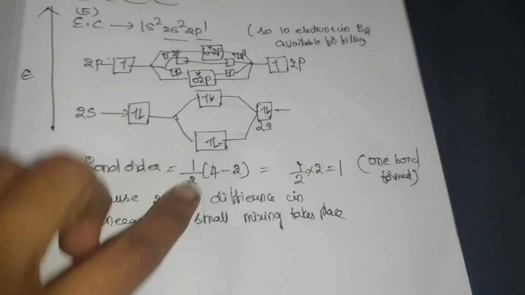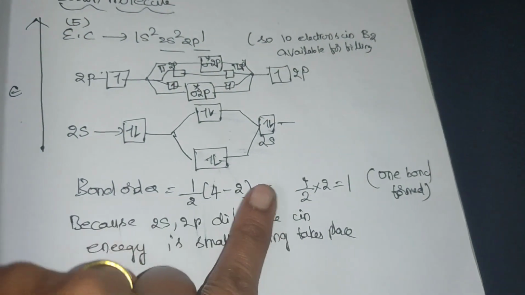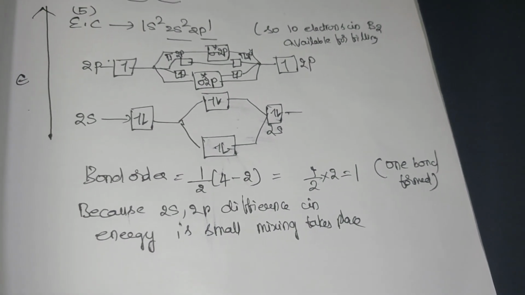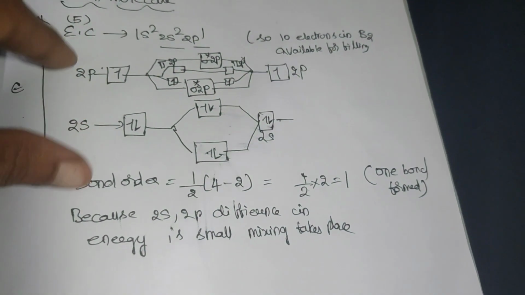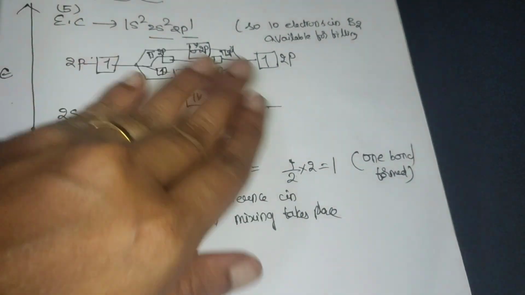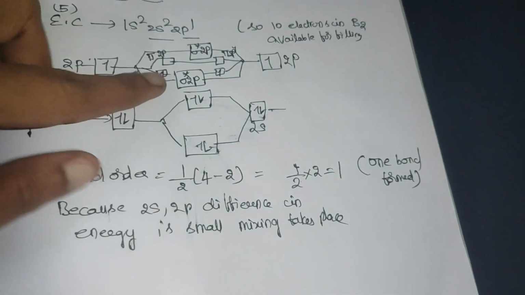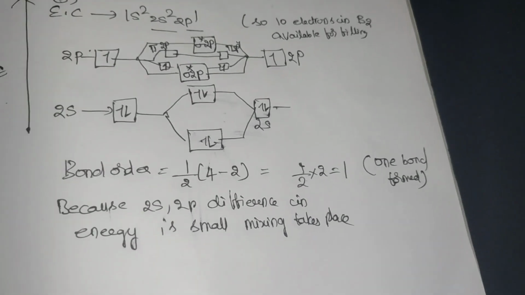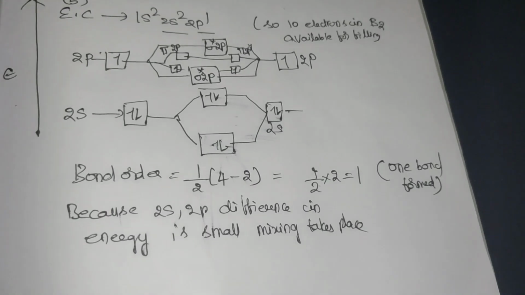So we get the bond order as half into 4 minus 2, so 2 gives a bond order of 1. So one covalent bond is formed between them. Because 2s and 2p do not have much energy difference, there will be mixing of orbitals, so we will take all these into consideration. Here we may get a doubt: bonding and anti-bonding 2 minus 2 is 0, and the 1 and 1 combined, how will the bond be formed? You may get this doubt, and we may also doubt whether it is paramagnetic or diamagnetic.